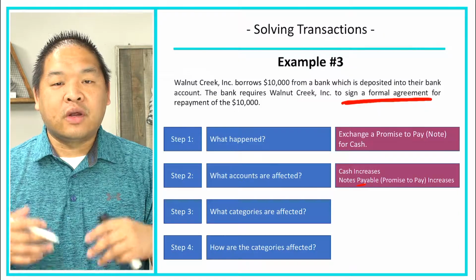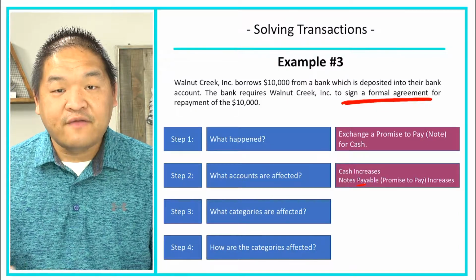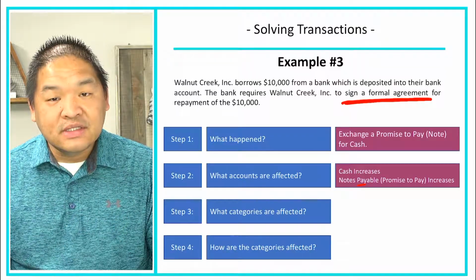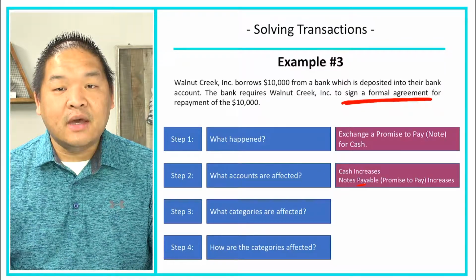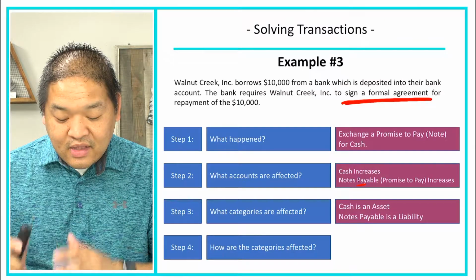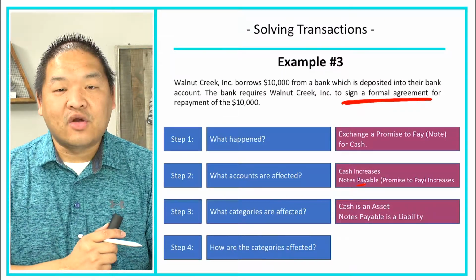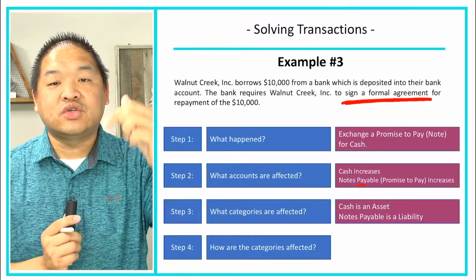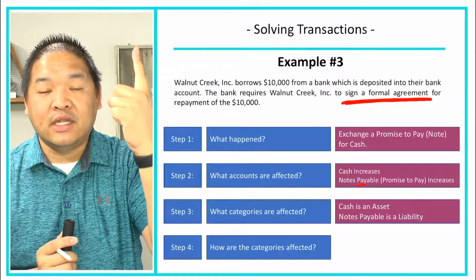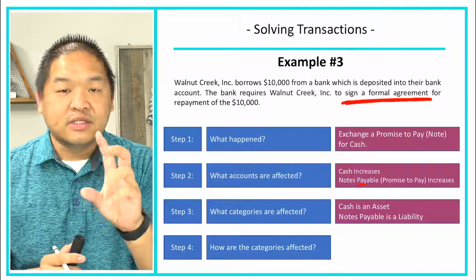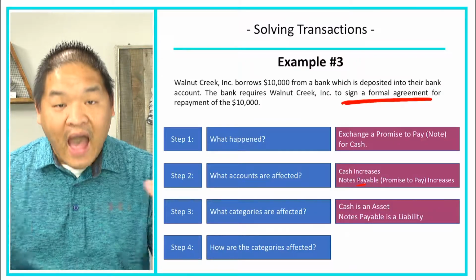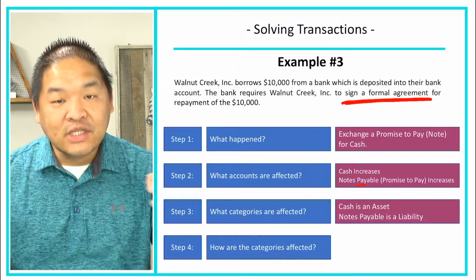Okay, so what categories or components are affected? Asset is affected because cash is an asset, and liabilities is affected because the notes payable is a liability. So cash is an asset, notes payable is a liability. And then how are these categories affected? Well, cash, is it going to increase or decrease? It's going to increase, right? We're receiving $10,000, so cash is going to increase. What about the notes payable? This one's a little tricky, okay? But we're increasing the amount of debt that we have. Therefore, we have more debt, so the liability is going to increase.